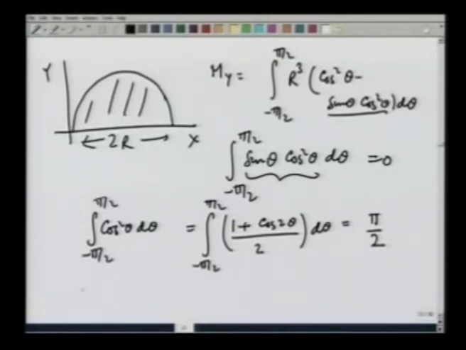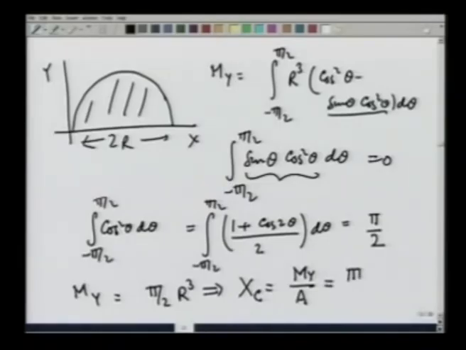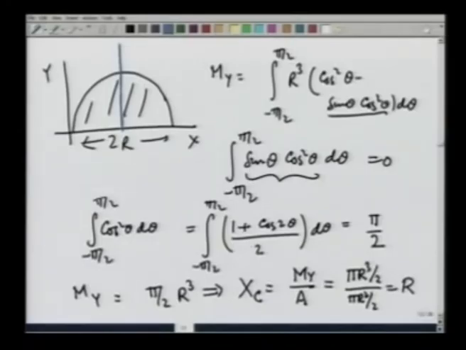And therefore, we get my is equal to pi over 2 r cubed, or xc, which is my divided by the area. Area is pi r square by 2. So, pi r cubed divided by 2 divided by pi r square by 2 equals r. So, as we noticed earlier, the x coordinate is on this axis. This is r.